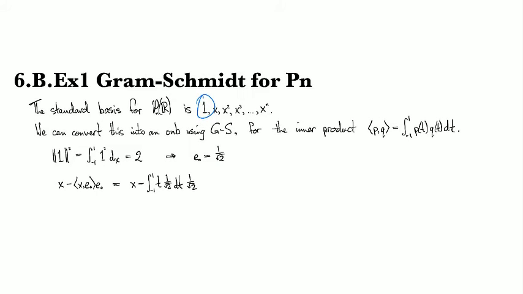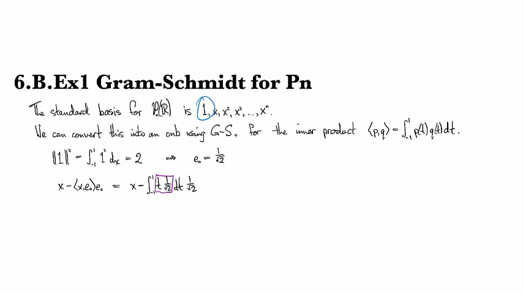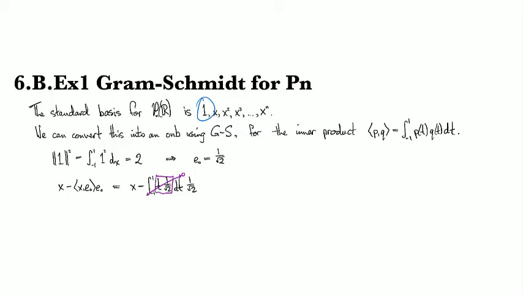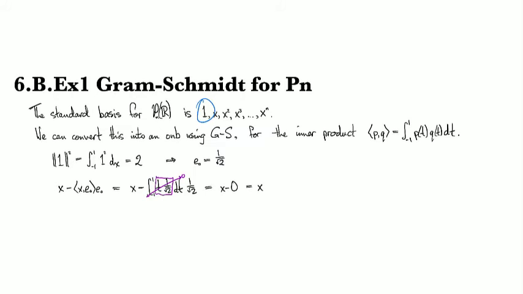And so when you work that out, well, what do we have? We've got that this is an odd function. It's just a scalar multiple of t, and we're over a balanced interval from -1 to 1. So that whole thing is going to give us 0. So we have x minus 0, or x. That's going to be the numerator for our second vector.